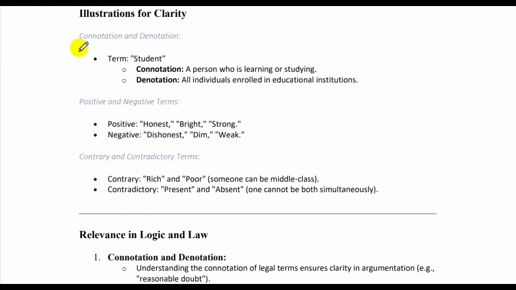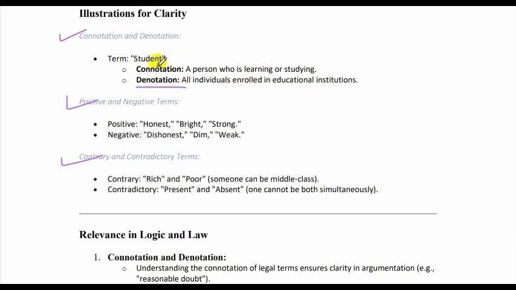Now let's do some illustrations for clarity on connotation, denotation, positive and negative terms, and contrary and contradictory terms. The term student, what does denotation mean? Denotation means all individuals enrolled in educational institutions. All individuals who are studying are students. Connotation includes a person who is learning or studying, of a certain age, maybe. Or, for example, in law, there is no age limit for joining a college or a class to learn law. So that would not apply to law as such.